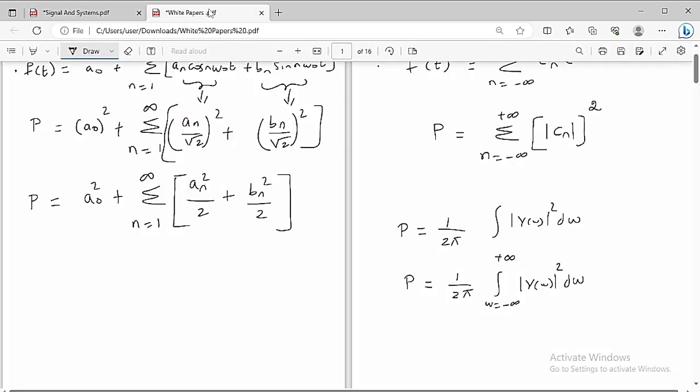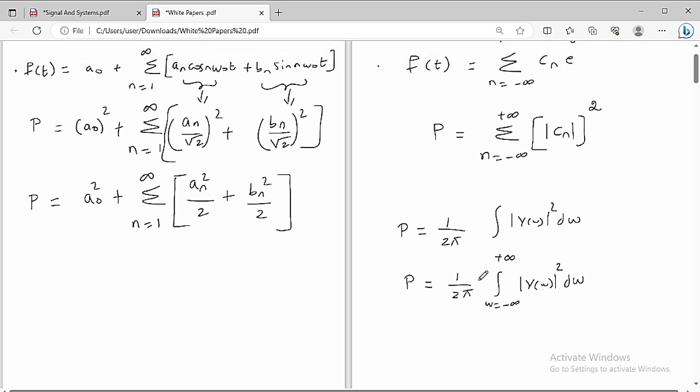This is what I am trying to tell you. Same thing here: power and energy expressions are the same. Power is equal to 1 by 2 pi integration over omega equal to minus to plus infinity of mod of y of omega whole square d omega. Mod of y of omega is nothing but mod of f of omega into mod of h of omega. Doing the square, we get mod of f of omega whole square into mod of h of omega whole square. This power spectral density is an even function, so instead of minus to plus infinity, I will do from 0 to infinity. The 2 cancels, and we get 1 by pi integration over omega equal to 0 to infinity of mod of y of omega whole square d omega.